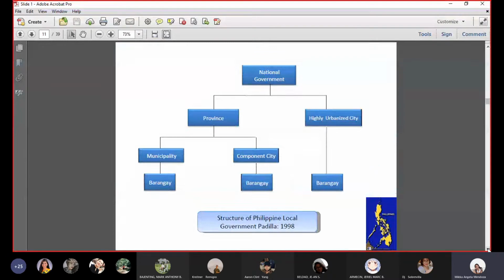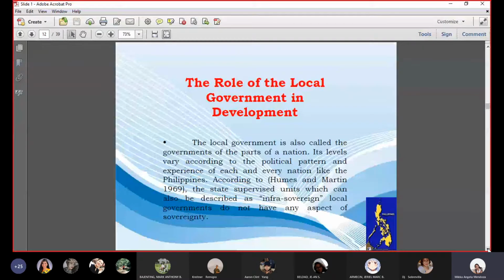So moving on, the role of the local government in development. The local government is also called the governments of the parts of a nation. Its levels vary according to the political pattern and experience of each and every nation, like the Philippines. According to Yumes and Martin, 1969, the state supervised units, which can also be described as infra-sovereign local governments, do not have any aspect of sovereignty.